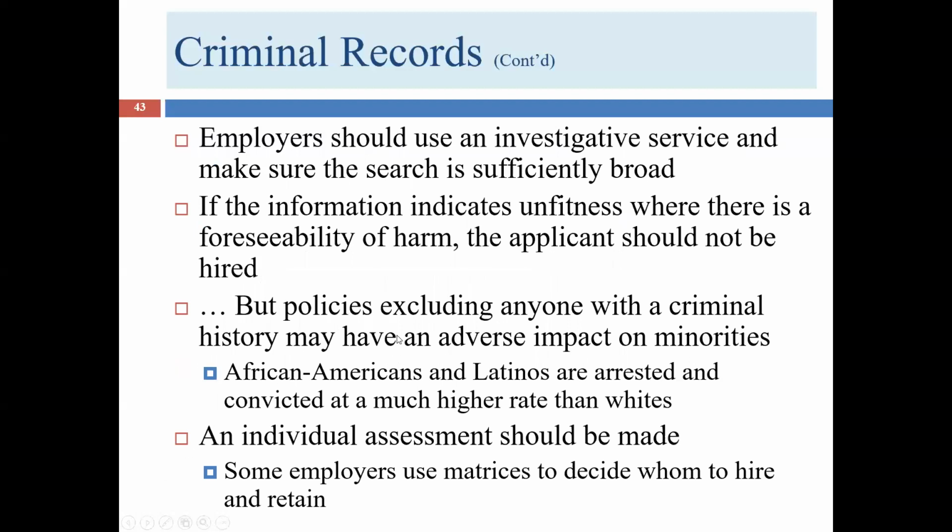Obviously, if there is an indication based upon the information that you've received that the candidate might be unfit and might be somebody somewhat likely to cause someone else some harm, either financial or physical, then obviously the decision ought to be not to hire that person. But while you obviously want to keep your workplace safe, you don't want to err on the side of cutting everybody out who has some kind of bad record.